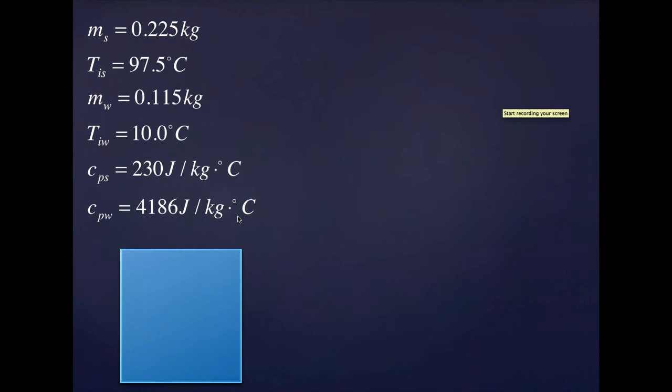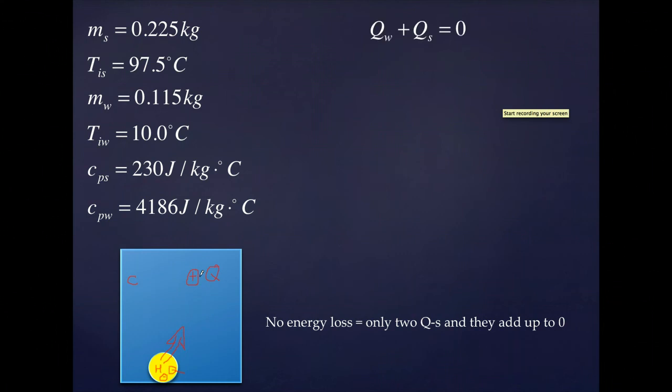So we have this container filled with water, and we have the sample in there. Since the sample is hotter and the water is colder, energy is going to start flowing out of the sample and into the water. And there is no energy loss, so there are only two Qs. There is Q for water, which is positive because the water is going to be warming up. And there is Q for the sample, which is negative because, as you see this arrow right here, it's losing energy. So positive Q for water and negative Q for the sample. These two Qs are going to add up to 0.